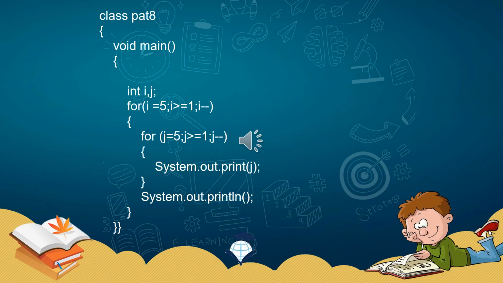This pattern has 5 rows and 5 columns. Both the loops are reversed, so inner loop J ranges from 5 to 1 and outer loop I also ranges from 5 to 1. It prints the loop value, that is J.